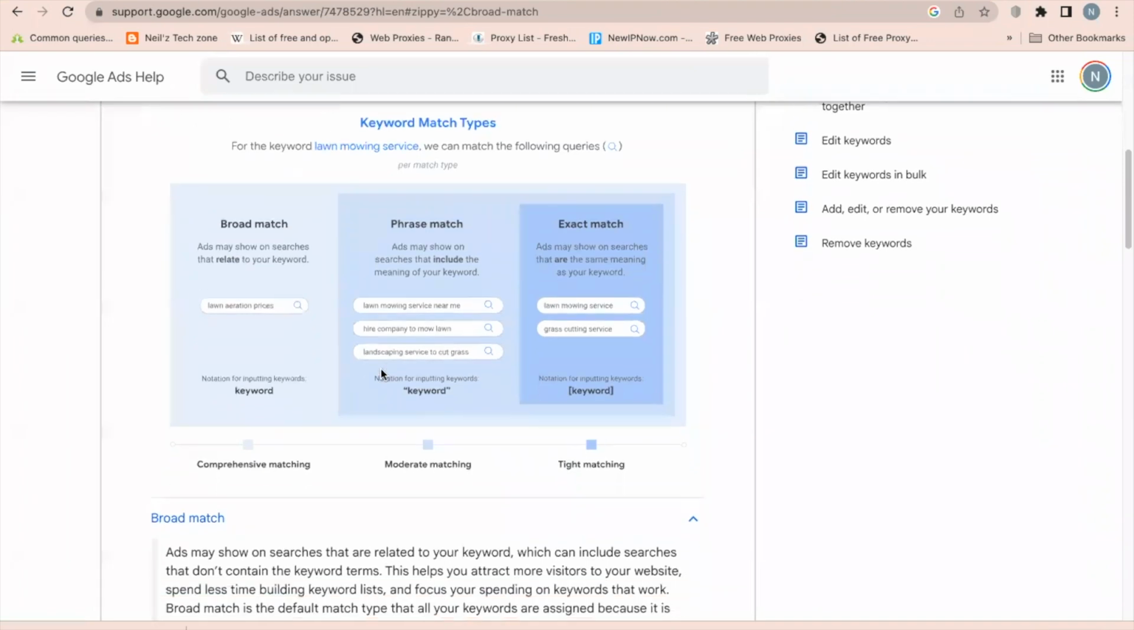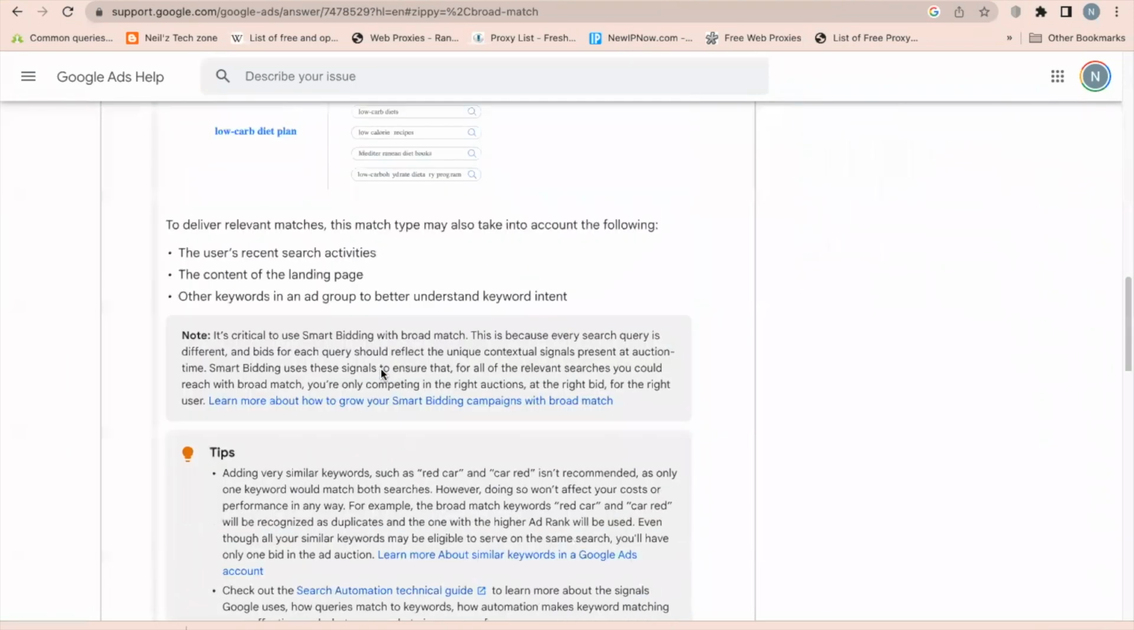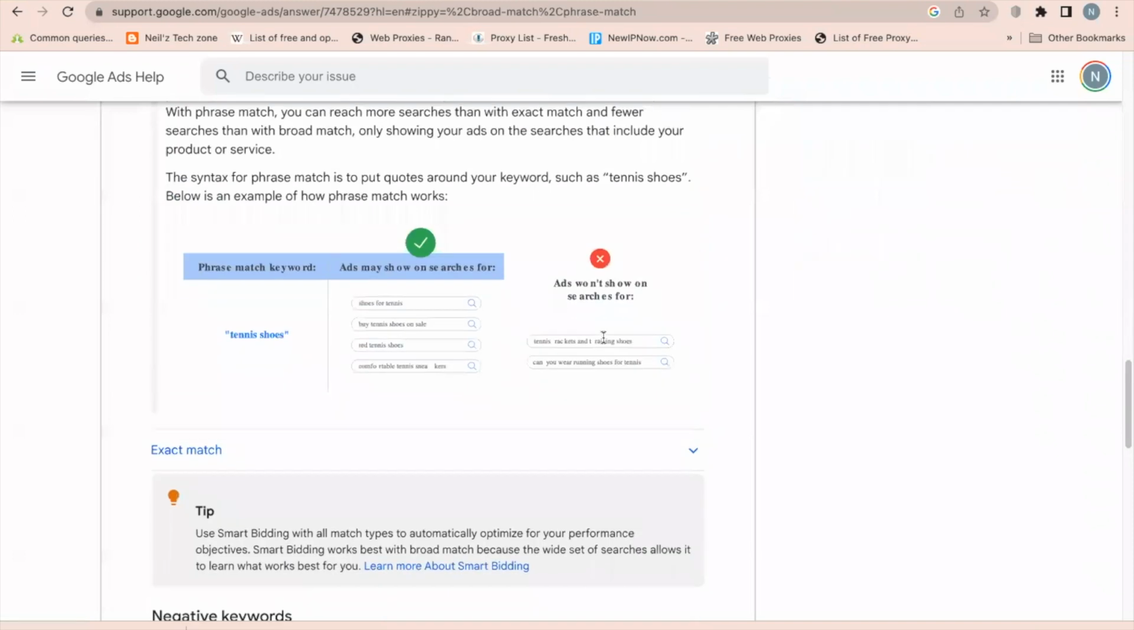I'll give you a more detailed example. For example, tennis shoes. If I had used broad match here, my ad would have been triggered even for sport shoes, because tennis is also a sport. If I had said table tennis shoes or badminton shoes, my ad would also have been triggered. But in this case, it will match the whole phrase, and both words should be in the search query, or there can be a slight variation, like sneakers.